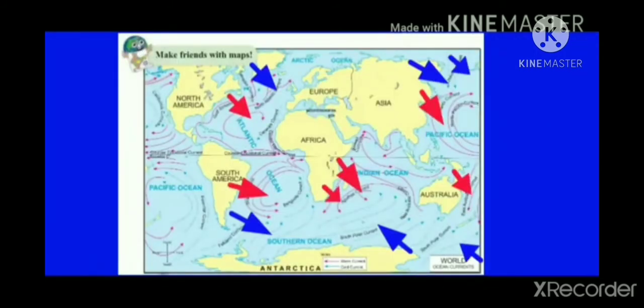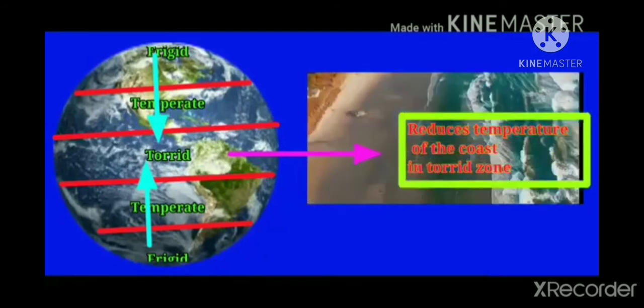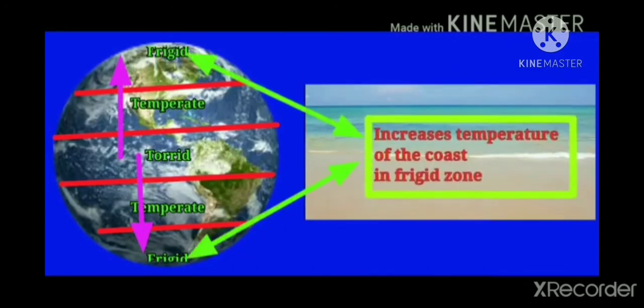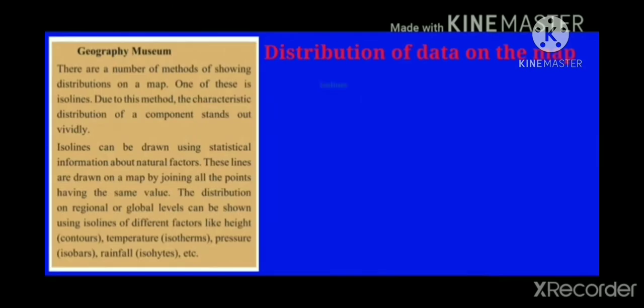When an ocean current flows from the frigid to the torrid zone, it reduces the temperature of the coast in the torrid zone. When a current flows from the torrid to the frigid zone, it increases the temperature of the coast in the frigid zone. Let us see the geography museum.